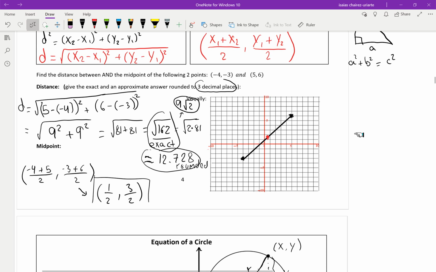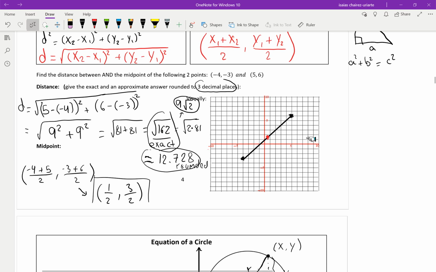That's how to find the distance between 2 points, and how to find the midpoint between 2 points. Definitely simplify your exact answers. So for instance, here we had this square root of 162. We notice that 162 is the same thing as 2 times a perfect square, 81, and so perfect squares can come outside of the square root as their square roots. The rounded form here is 12.728.